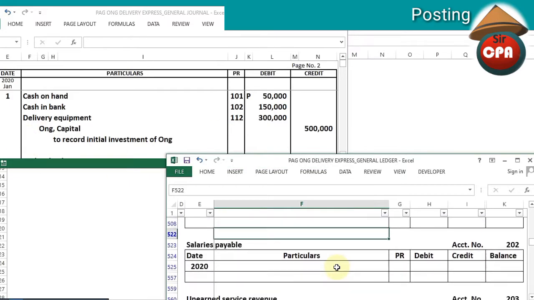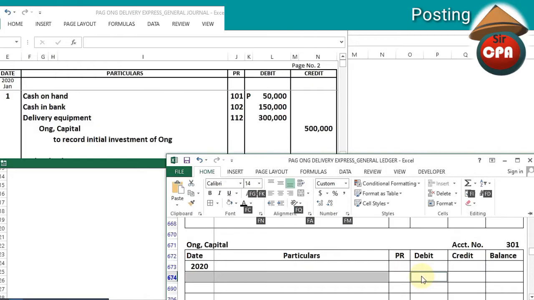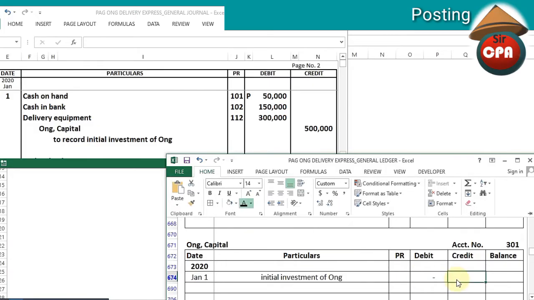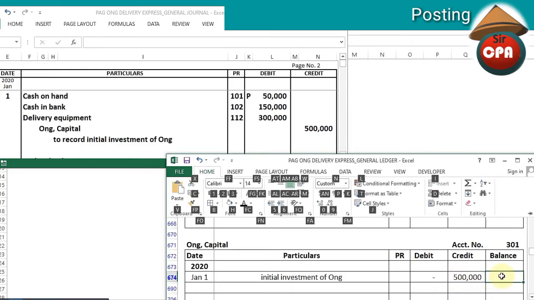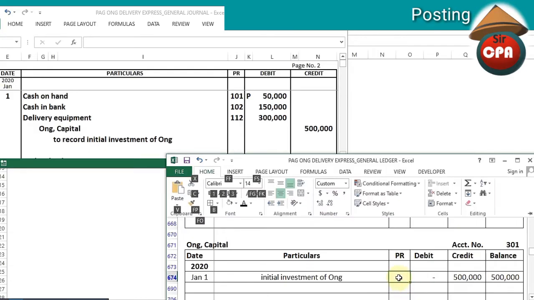So again, copy the date, particulars, then the amount, which is 500,000 under the credit column, because it is credited in our journal. Okay? Then move forward to balance. Since there is no other amount yet, that is our balance, 500,000. Then our post-reference, J2. Okay?